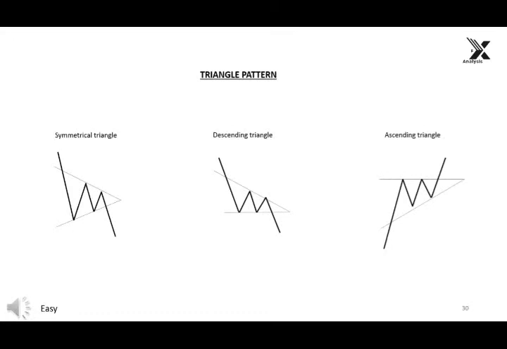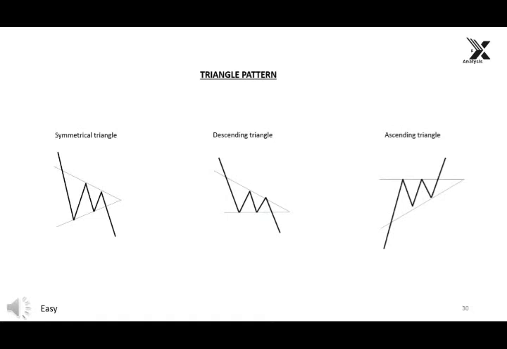Symmetrical triangle. The symmetrical triangle is mainly considered to be a continuation pattern that signals a period of consolidation in a trend, followed by a resumption of the prior trend. It is formed by the convergence of a descending resistance line and an ascending support line. The two trend lines in the formation of this triangle should have a similar slope, converging at a point known as the apex. The price will bounce between these trend lines, towards the apex, and typically break out in the direction of the prior trend.